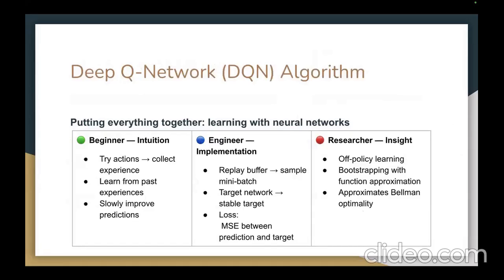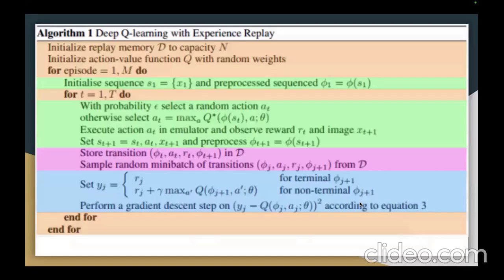So now we are ready to put everything together. For beginners, we try different actions, we collect experience, and we learn from the past experience and slowly improve the prediction. For implementations, we mention the replay buffer, the target network, and the mean square error loss. Basically, we measure the difference between prediction and target. And for research, we call this off-policy learning and bootstrapping with function approximation, and it's trying to approximate the Bellman optimality equation.